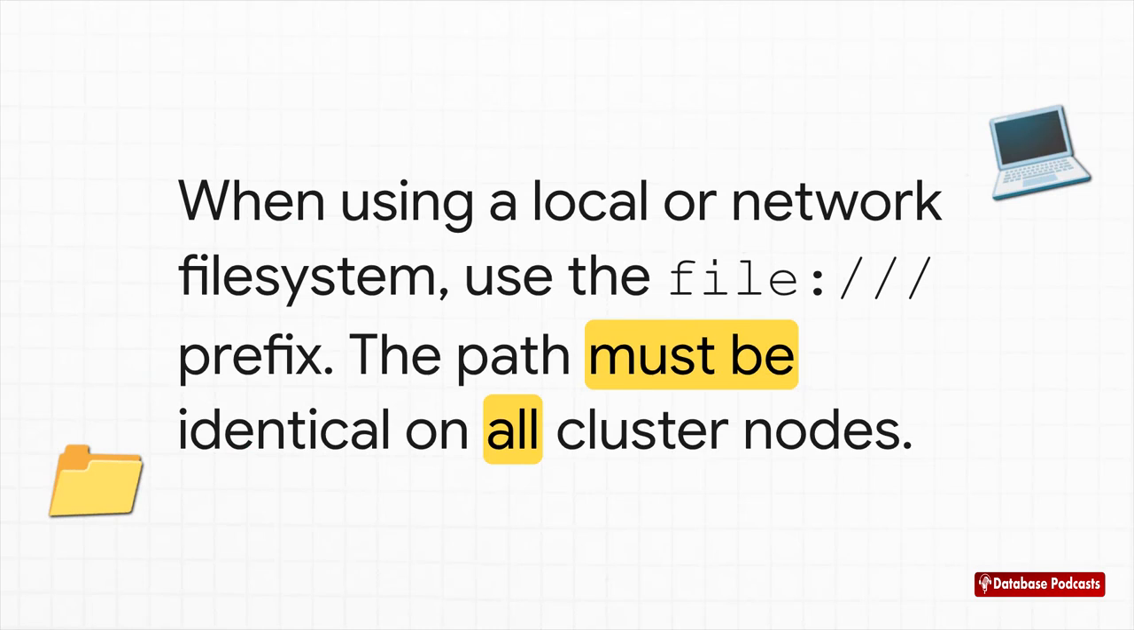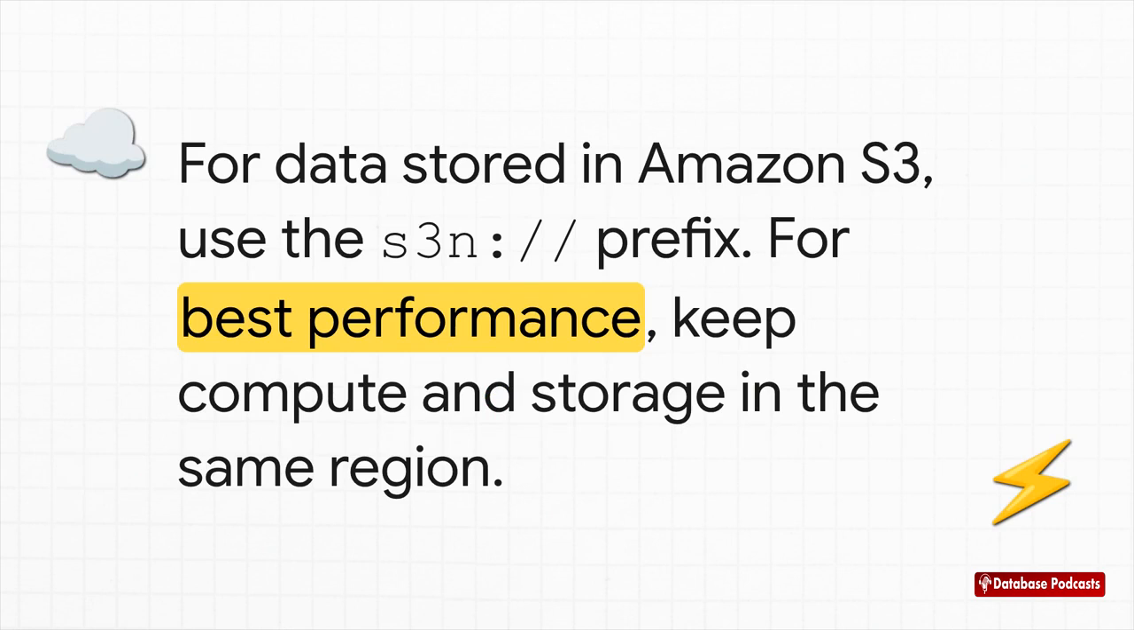So when your data is on a local file system, you'll use this file:// prefix to point to it. Now, the absolutely critical thing to remember here, and I really can't stress this enough, is that the file path has to be identical on every single node in your cluster. If it's not, the system just won't find the data. Simple as that. Okay, let's head to the cloud.